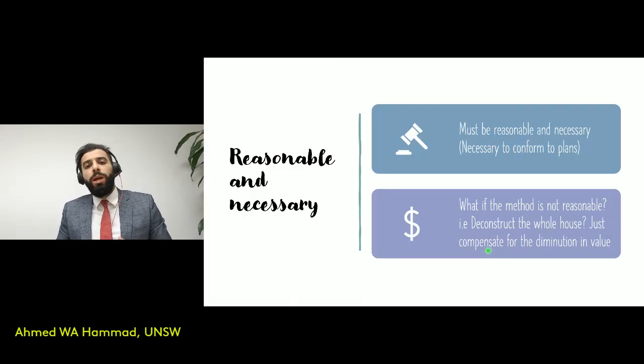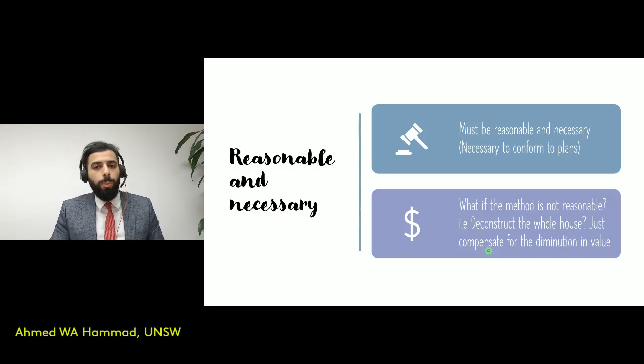In cases where it's not found to be reasonable and necessary to deconstruct and rebuild a building, then what the court would order is that it would specify that the plaintiff, the injured party, be compensated for the loss in value that takes place because of the defect.